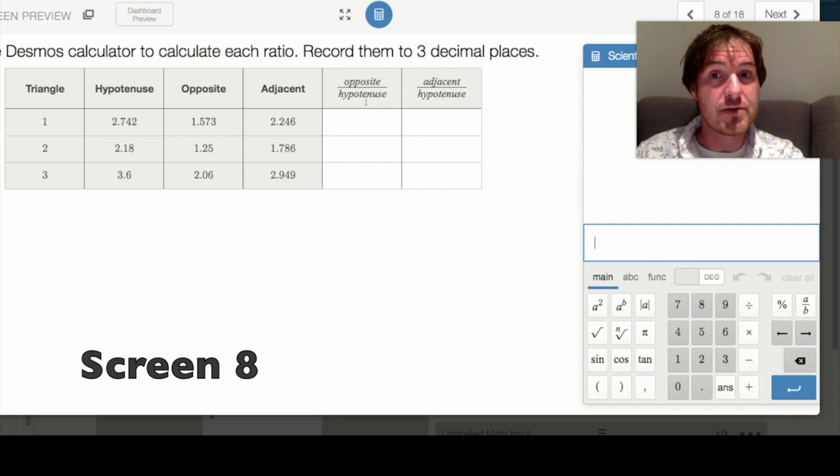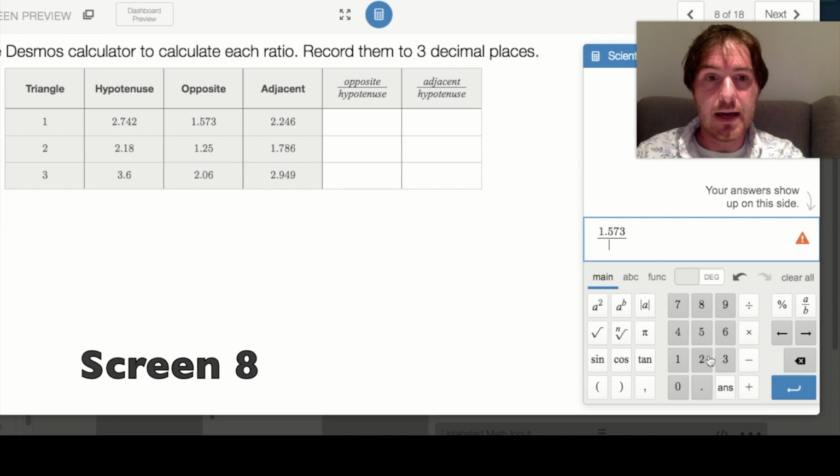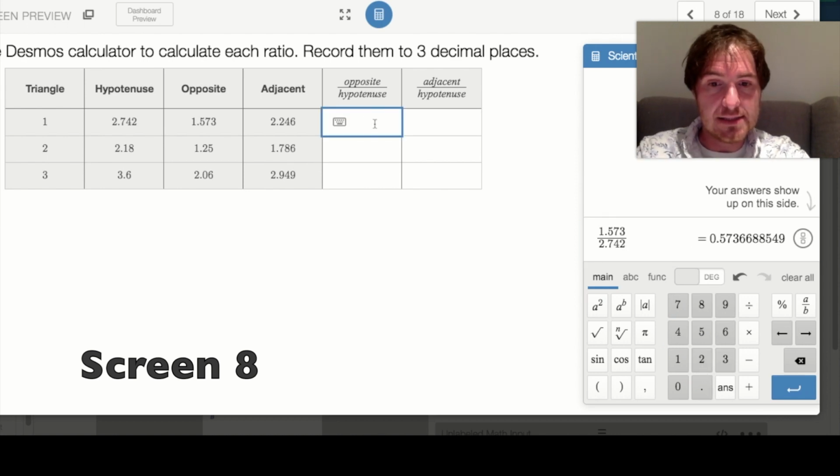Okay, the opposite to hypotenuse ratio here is 1.5573 divided by... we're not doing tangent, right? So we're not doing opposite over adjacent, although that would be the tangent of 35 degrees. We can verify that in the calculator. We're doing opposite to hypotenuse here, so 2.742. What do I get? I get 0.5736. What does it say? 3 decimal places? Okay, there we go. So I'll round to 0.574.